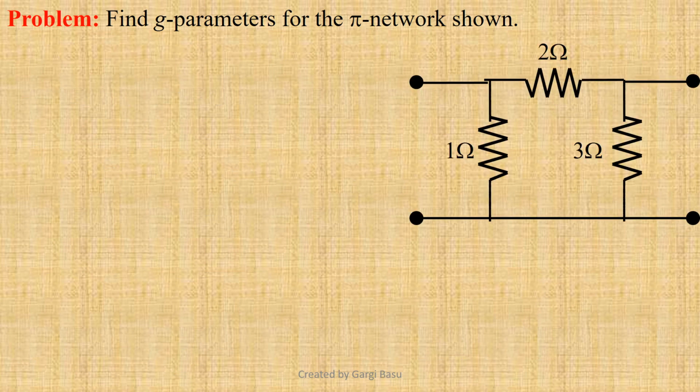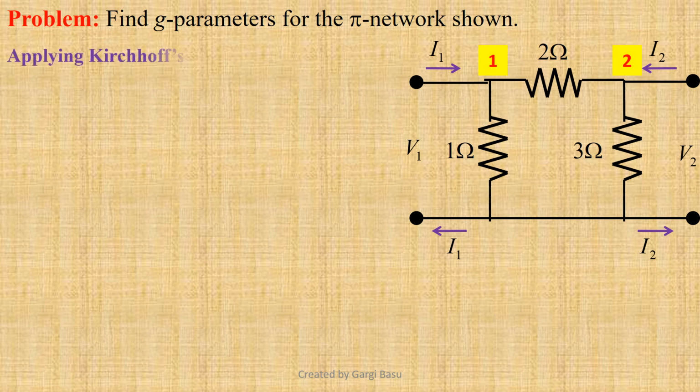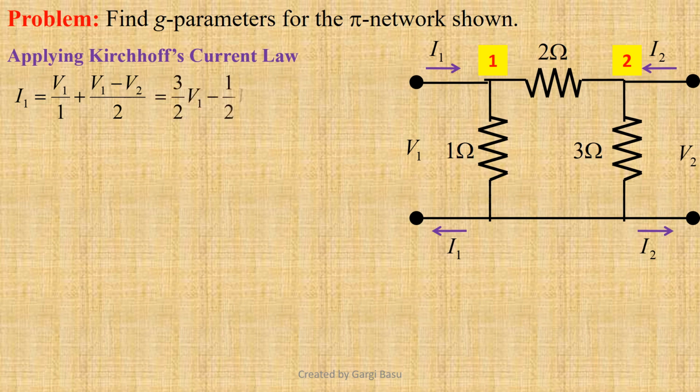We have to find G parameters for the resistive pi network shown. Let the input and output port voltages be V1 and V2 and input and output port currents be I1 and I2. Let us mark the node 1 and 2. Applying Kirchhoff's current law to node 1 we get I1 equals V1 by 1 plus (V1 minus V2) by 2. That reduces to 3 by 2 V1 minus 1 by 2 V2.